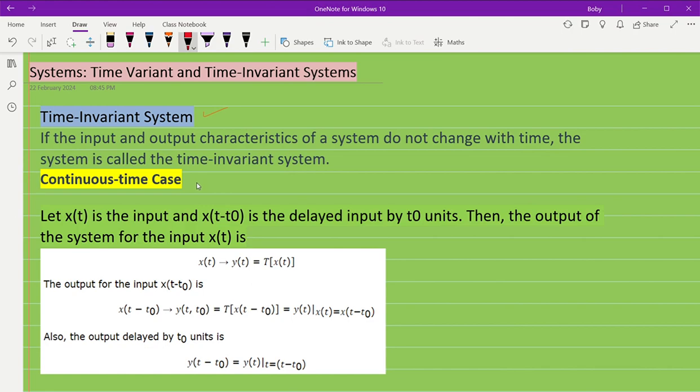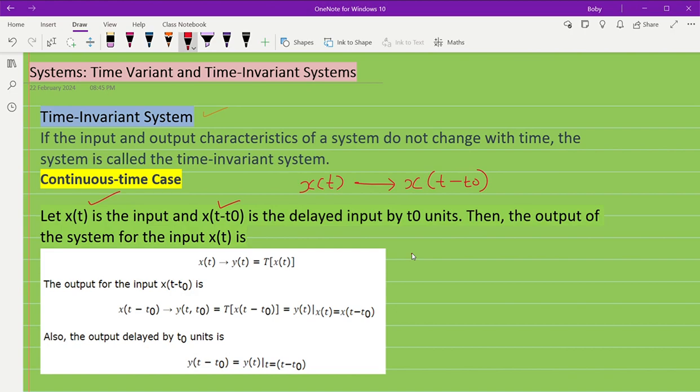In the case of a continuous time system, let us take the input as x of t, which is delayed by t0 units, that is x of t minus t0. So our input here is x of t. When we apply the time delay or time shifting, it becomes t minus t0. So the signal is delayed by t0. Then the output of the system for the input x of t is y of t.